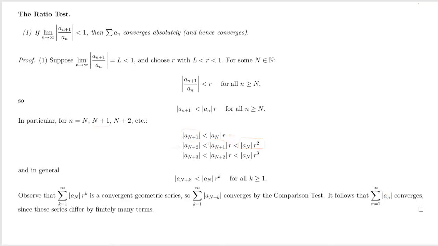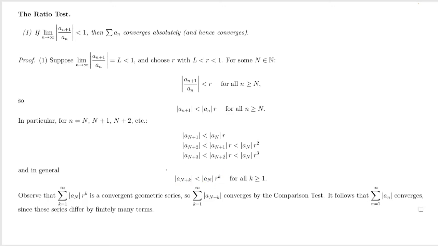squared. And doing it one more time and moving on to the capital N plus 2 term gives us this line right here, which tells us ultimately that the absolute value of a sub capital N plus 3 is less than the absolute value of a sub capital N times r cubed. And if you proceed in that manner and look at the general case, you get that the absolute value of a sub capital N plus k for any positive natural number k is always less than the absolute value of a sub N times r to the k.